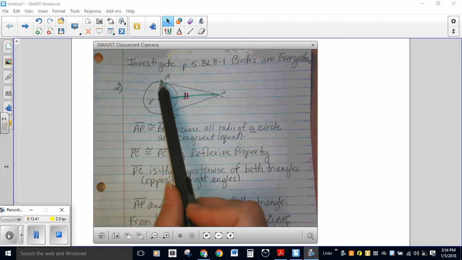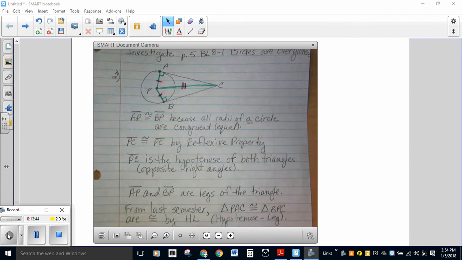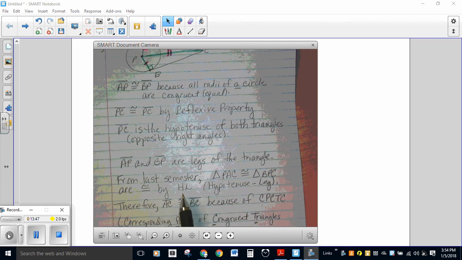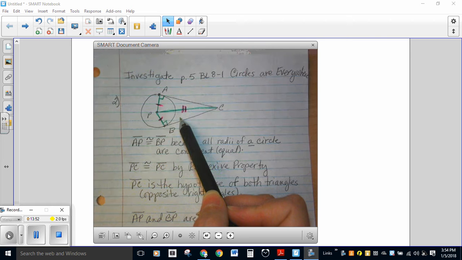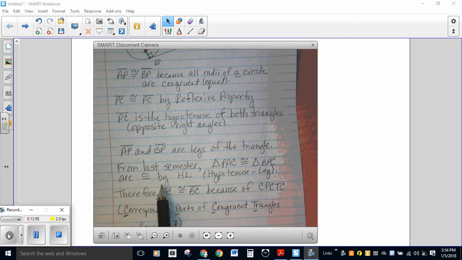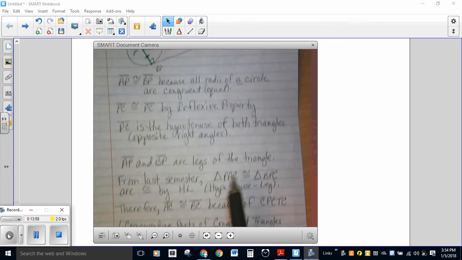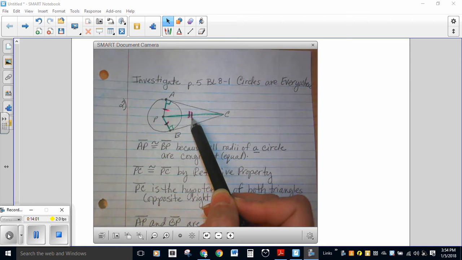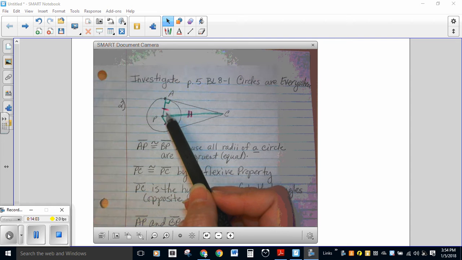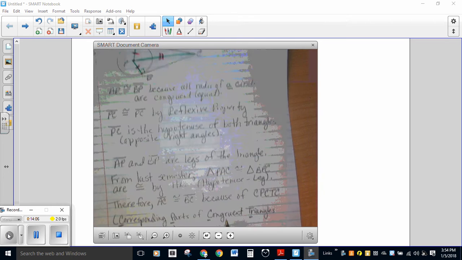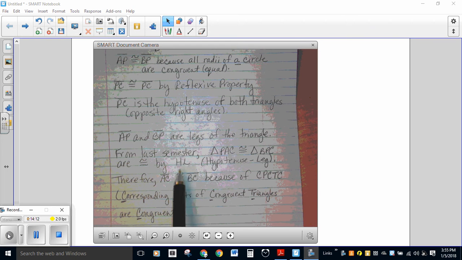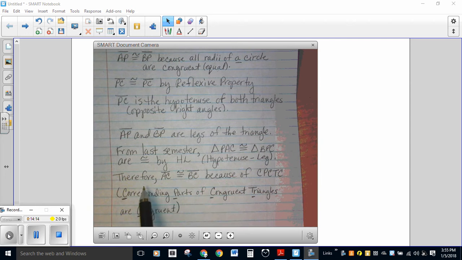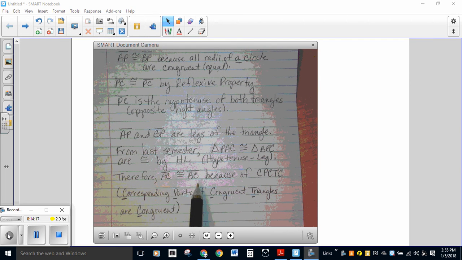Then, from last semester, we can say that triangle PAC and triangle BPC, which are our two triangles right here, are congruent to each other by HL, which is hypotenuse leg, because the hypotenuses of both triangles are congruent, and one leg of each triangle is congruent. We only had one method when we went over how to prove triangles congruent that was for right triangles, and that is the HL. Therefore, now we can say that line segment AC and line segment BC are congruent because of CPCTC, which stands for corresponding parts of congruent triangles are congruent.